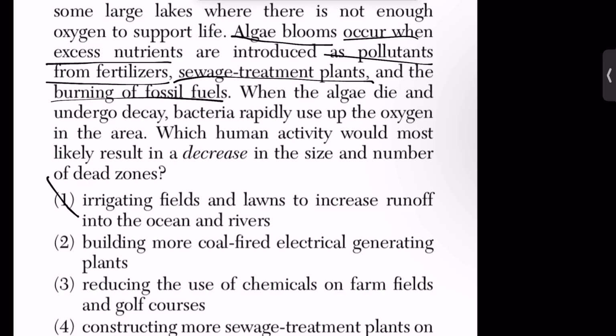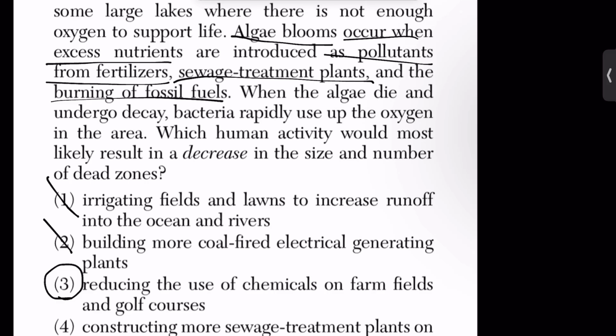The second one is building more coal-fired electrical generating plants. This one is also definitely not eco-friendly, because fossil fuels are not helping with this issue, and putting more carbon dioxide into the atmosphere won't help. Number 3 is reducing the use of chemicals on farm fields and golf courses. So this one would be our best answer, because it's using less dangerous chemicals that can spill over into the environment and harm organisms. And just to be safe, we'll look at number 4.